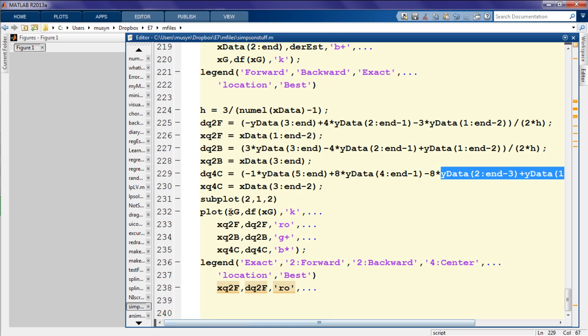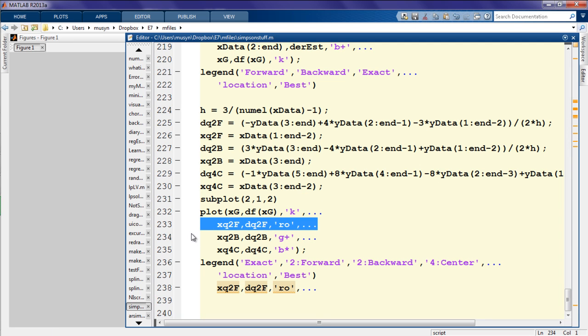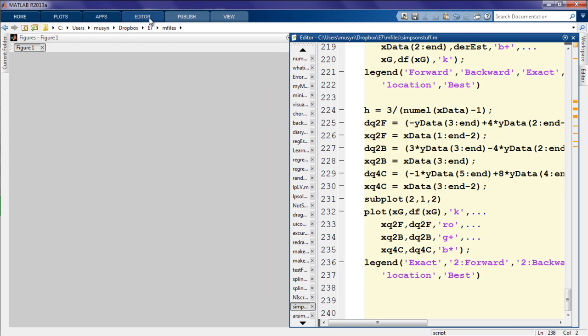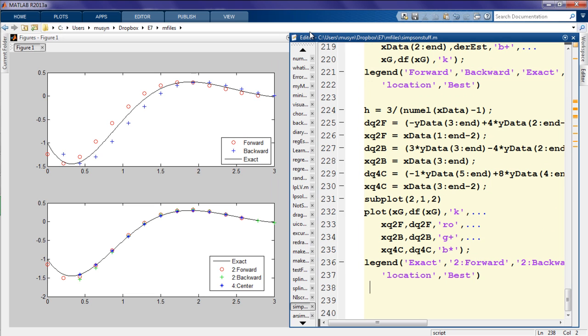Then let's plot these. This will involve the exact derivative on a fine scale plotted with a black line, then the forward quadratic with red circles, the backward quadratic with green pluses, and the centered quartic with blue stars. Let's slide this over and run it. Up top is the curve we saw in the past. The spacing is a little wider, therefore the errors are a little larger. Those are the basic forward and backward estimates of the derivative, with the real derivative shown in the middle.